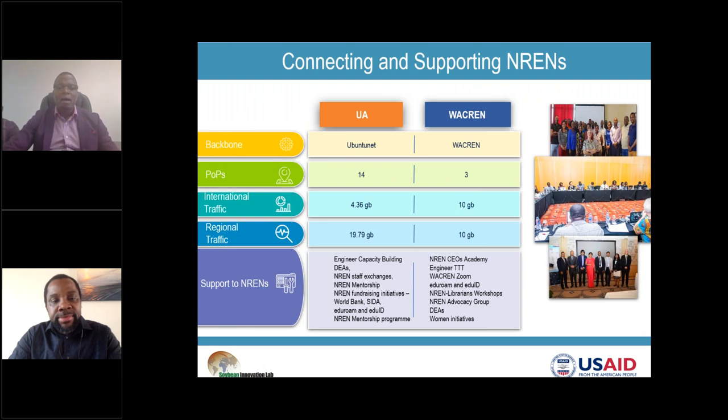So one of our main support products that we give to our NRENs is the provision of connectivity, as was mentioned earlier on. We've connected 14 countries in our region, and in WACREN have connected three countries already, supported by regional capacity of 4 gigabits per second in UbuntuNet Alliance and 10 gig in West Africa. The capacity we have for international traffic is 20 gigabits per second in our region in UbuntuNet, and 10 gigs in WACREN. And Omo will talk about the support that we give jointly to the NRENs in the two regions.